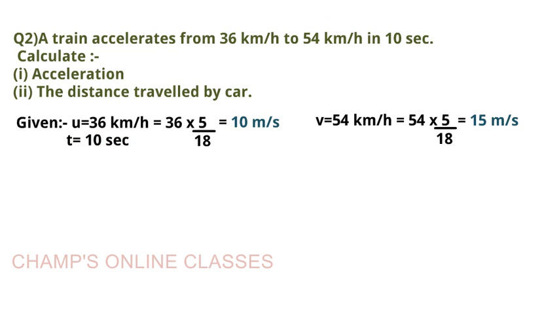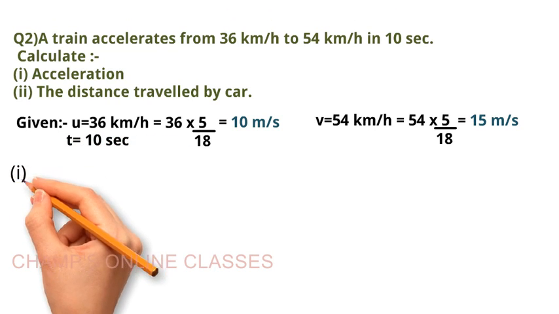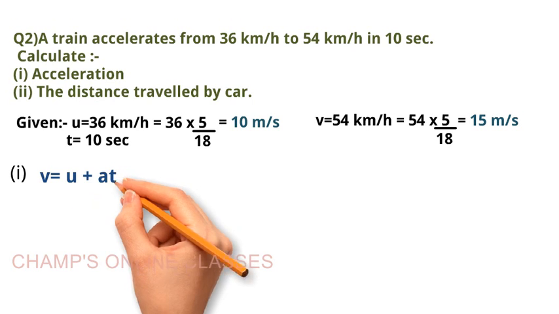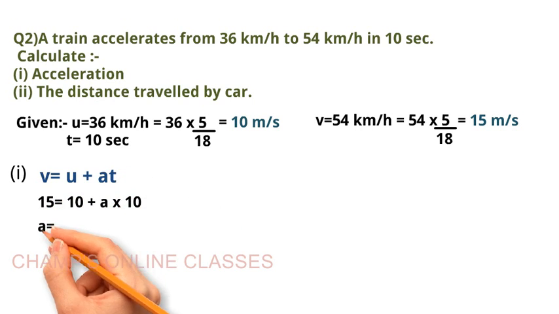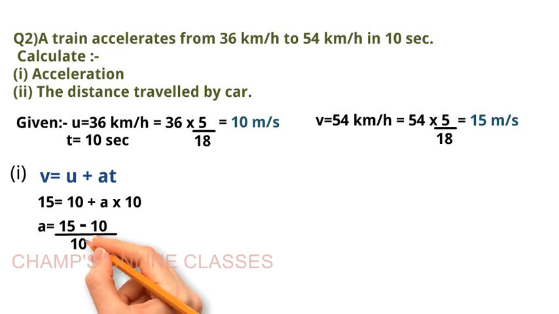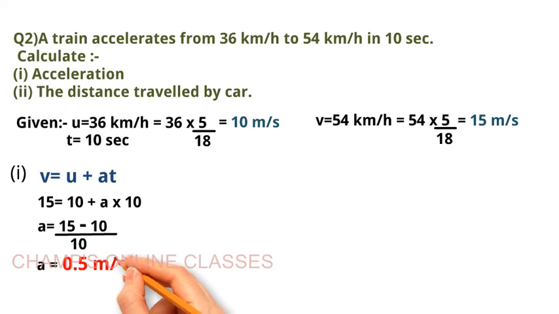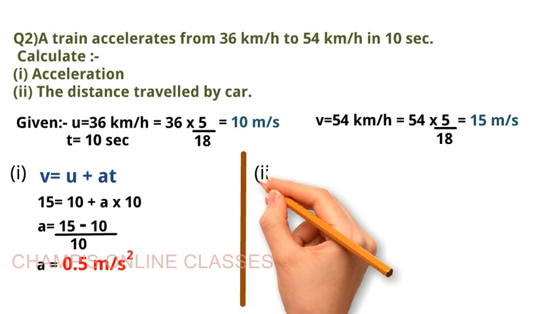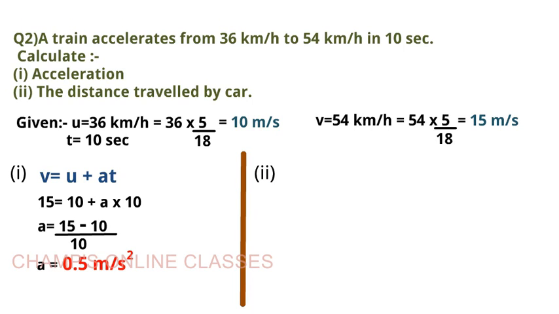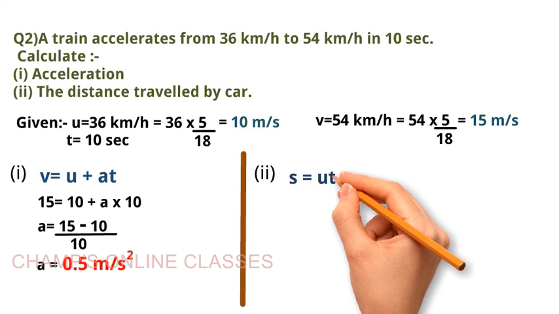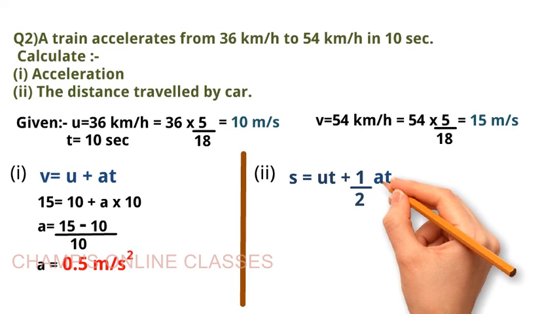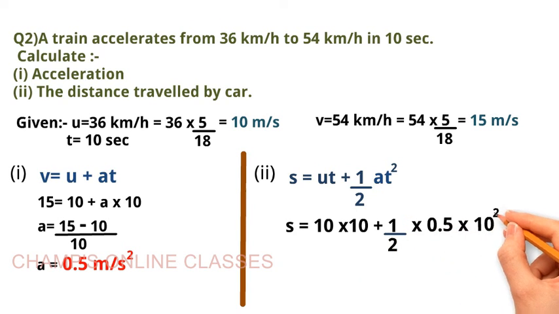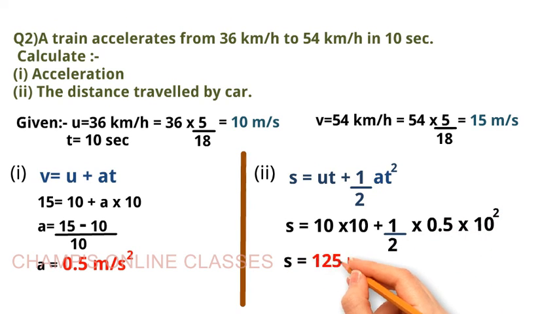Time is 10 seconds. Now to calculate the acceleration, we will be using the first formula of motion, that is v is equal to u plus at. Substituting all the given values in the equation, we get acceleration as 0.5 meter per second square. Now to calculate the distance traveled by the train, we will be using the second formula of motion, which is s is equal to ut plus half at square. Substituting all the values in the equation, we get s as 125 meter.